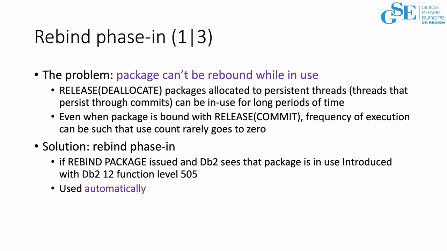So if the request for a rebind comes in, obviously it's going to be held up, which can be disruptive to your environment. What the rebind phase-in feature helps resolve is this. The feature is used automatically, and it doesn't require any syntax changes with the REBIND PACKAGE command. So if you're at function level 505 or higher and you rebind a package and Db2 sees that that package is in use, it'll automatically use this rebind phase-in feature.